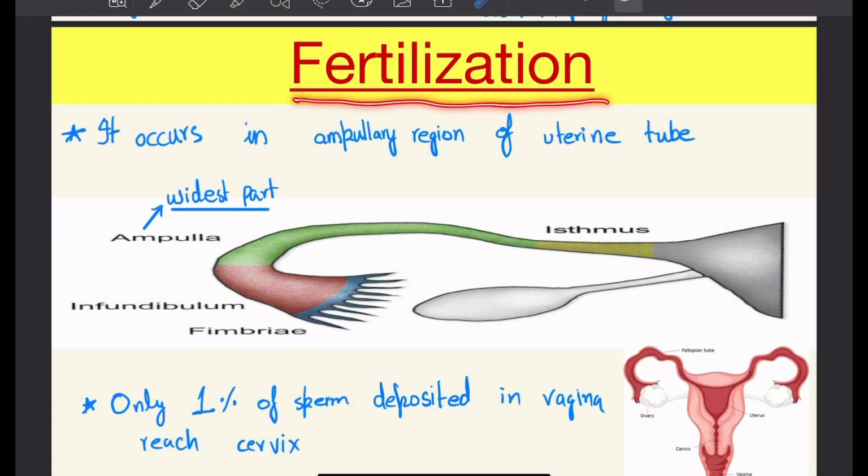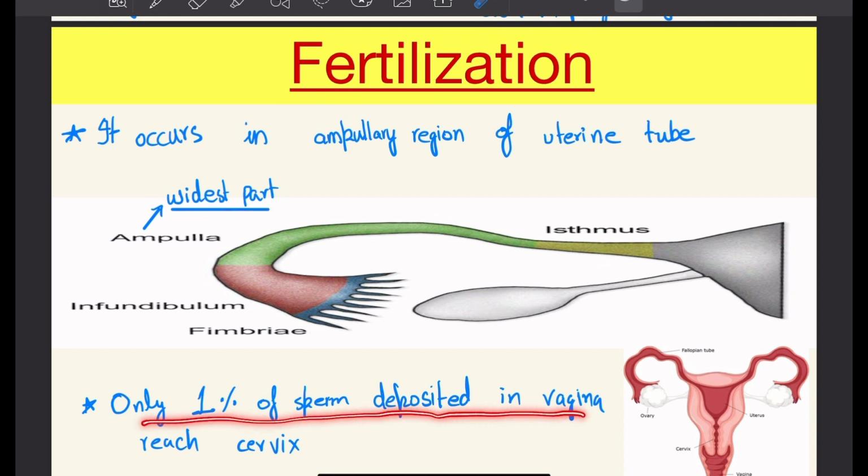Next, the fertilization. It occurs in the ampullary region of the uterine tube. Ampulla is the widest part of the uterine tube. Only 1% of the sperm that is deposited in the vagina reaches the cervix. It has to move to this part, the ampulla of the uterine tube, to fertilize the egg.